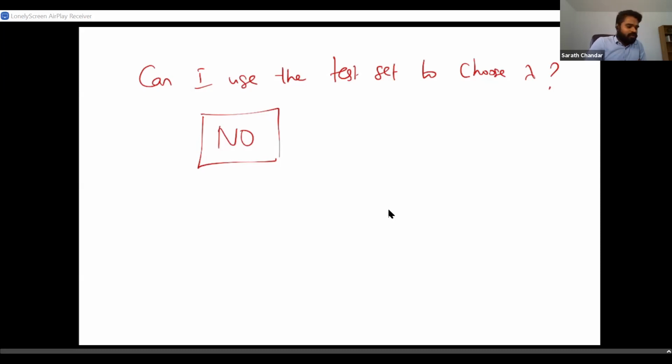Now the next obvious question is, can I use the training set to choose lambda? We will do another poll. Press A if we can use the training set, B, no.